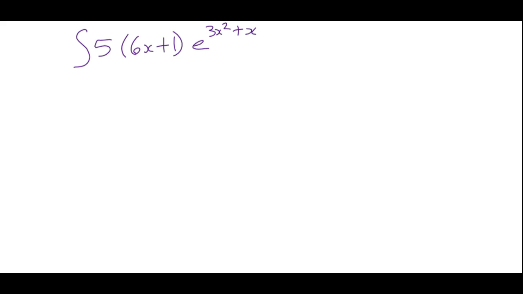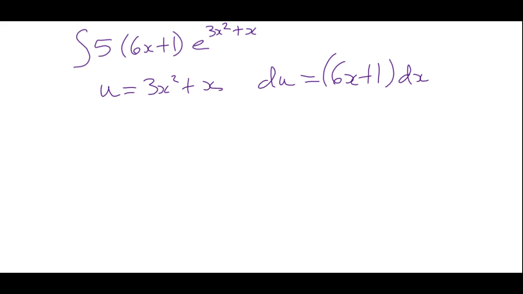We'll pause. 5 times 6x plus 1 times e to the 3x squared plus x. Well, it's easy to integrate an e, right, an exponential, so that's the thing we want to integrate. We'll let u equal 3x squared plus x. So u is equal to 3x squared plus x. So du is 6x plus 1 dx.